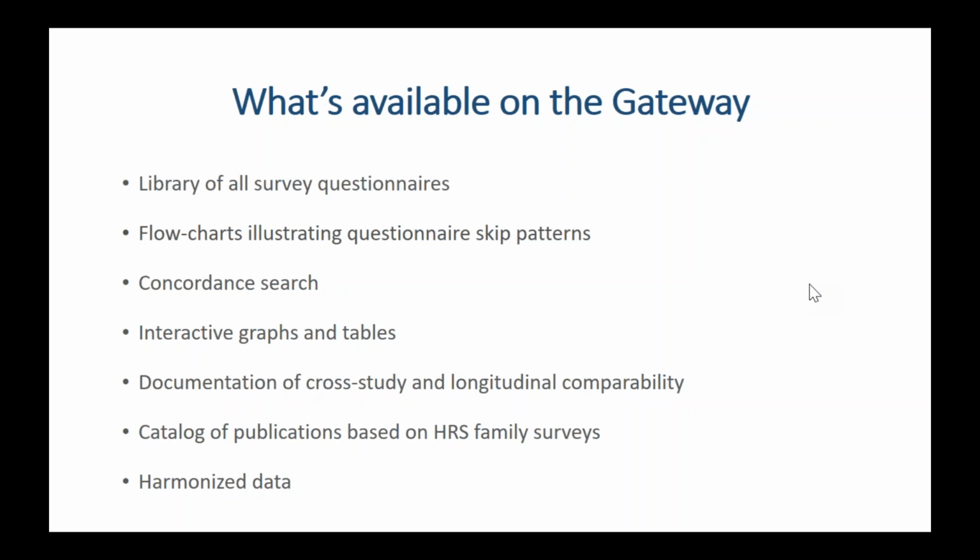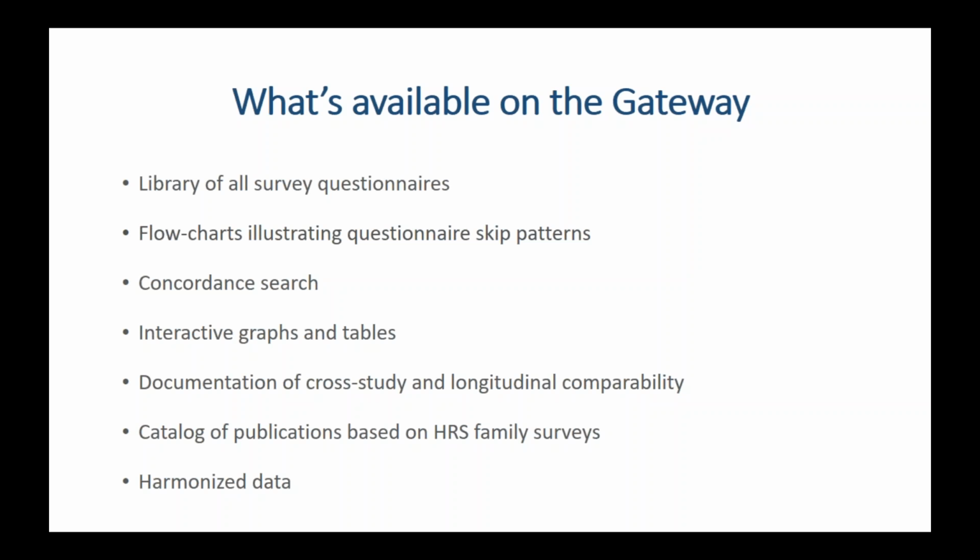So we designed the Gateway to Global Aging Data to be a central resource for anyone who is looking to start using these data sets, particularly using them cross-nationally or longitudinally. On the Gateway, we built several different tools. This includes a library of all survey questionnaires, and flowcharts which illustrate survey skip patterns, which can be quite important and sometimes hard to understand. Concordance Search lets you easily find things inside of a survey that are relevant for your research. We built interactive graphs and tables, so you can generate some statistics from these data themselves.